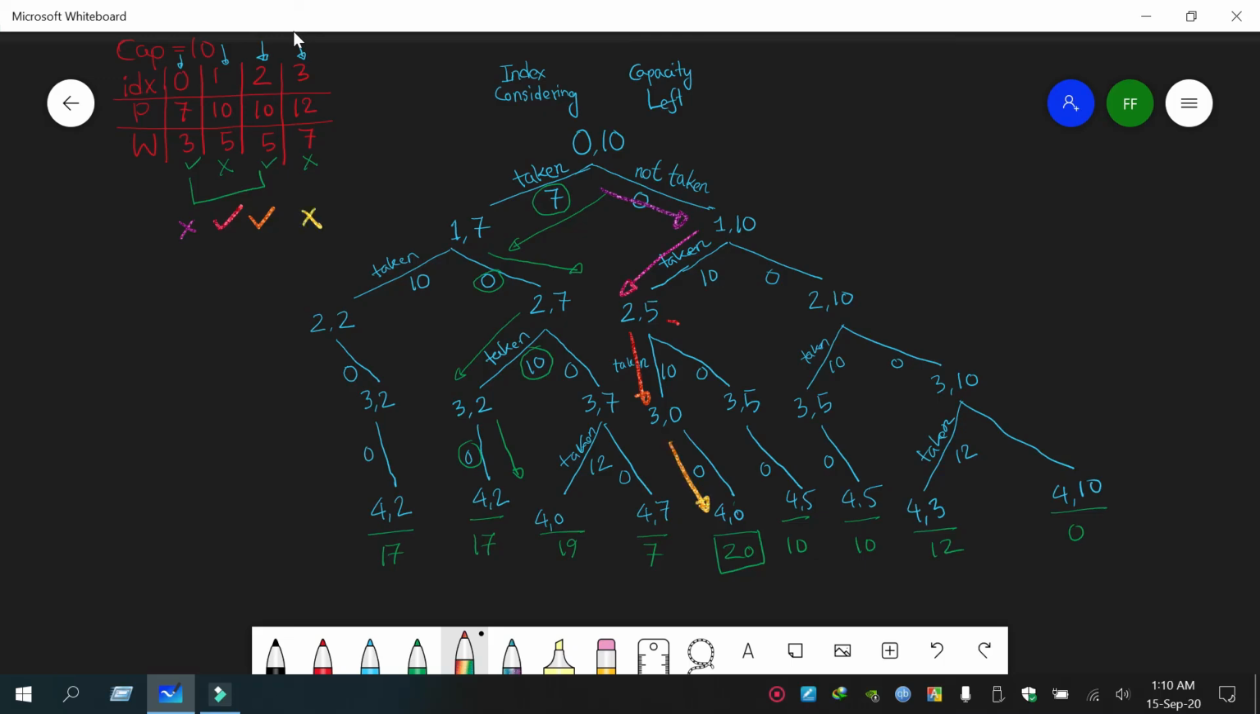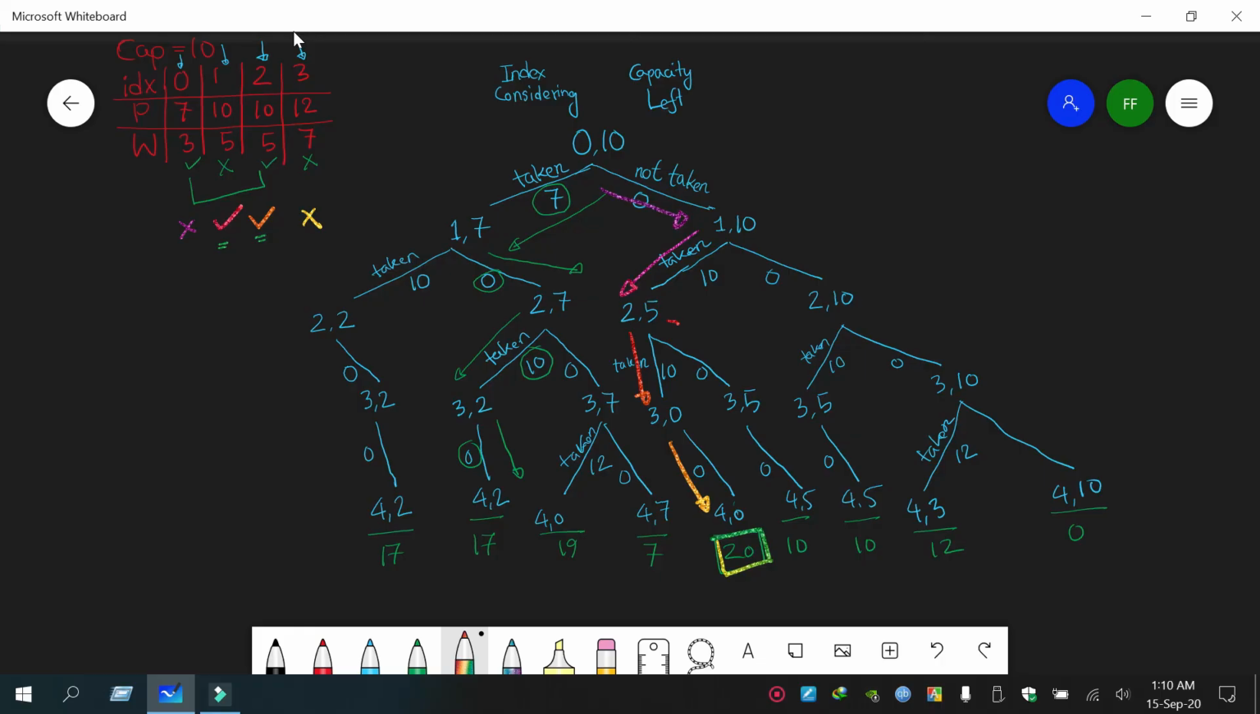So that's how you get to the maximum value 20, and you can see that it considers taking the second and the third item, and that is indeed the answer. So if we can calculate each of these possibilities and then find out the maximum one, we will get to the answer.